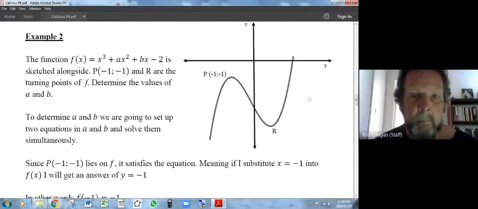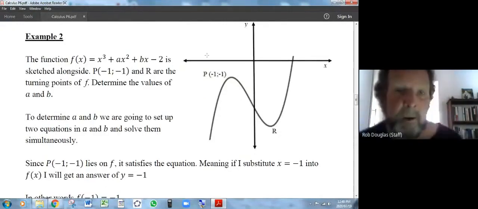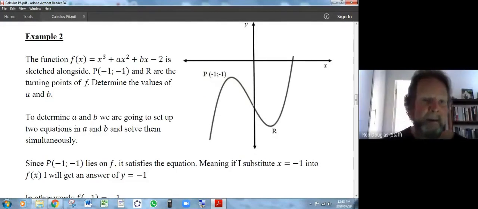Okay, we're going to try and find the cubic equation given this picture and given this formula. We're told that we've got a cubic equation here and that it's f of x equals x cubed plus ax squared plus bx minus 2. Two unknowns here. We're supposed to find a and b.